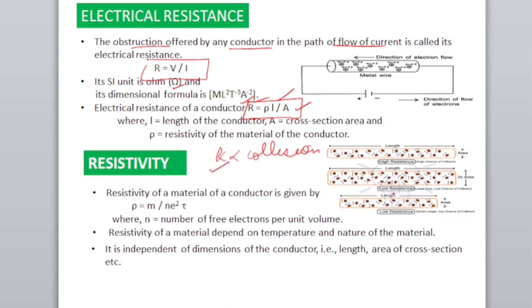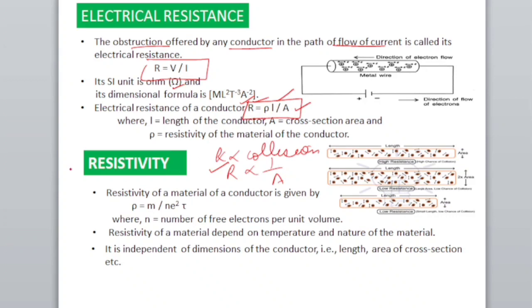What happens if the area is increased? If the area is increased, it means electrons have more space to move. So there is a smaller number of collisions. So that's why there is less resistance. So resistance is inversely proportional to area. And when you combine length and area, you get R is directly proportional to L by A. So R equal to rho L by A.